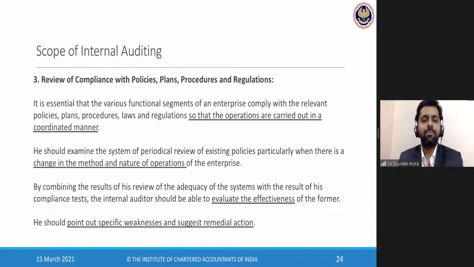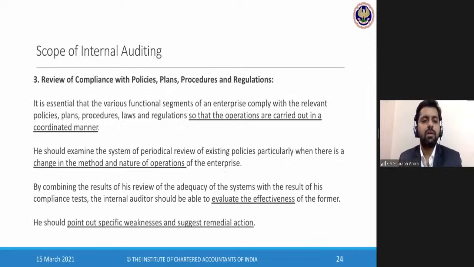Third is review of compliance with policies, plans, procedures, and regulations. So this is the review that the company has complied with all the policies, plans, procedures, regulations, so that operations are carried out in a coordinated manner. Then he should examine the system of periodical review of existing policies, especially when there is change in the method and nature of operations. Then evaluate the effectiveness of all of these and point out specific weaknesses and suggest remedial actions. So you are not supposed to just point out the weaknesses and let the management deal with it. You are also supposed to suggest the remedial actions. And now the responsibility of internal auditors also includes getting that implemented by the management and tracking its implementation. Tracking we'll discuss later in the follow-up of the audit.